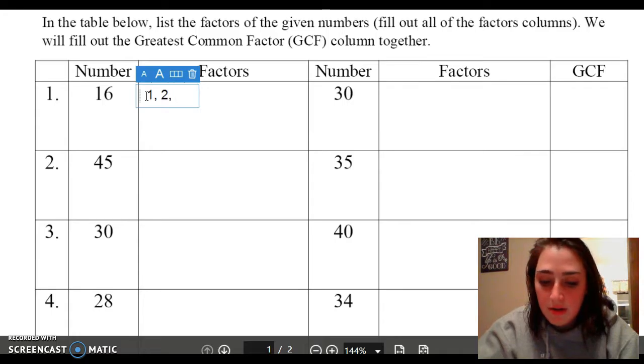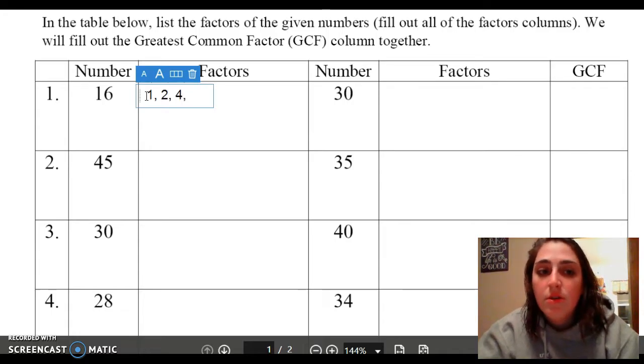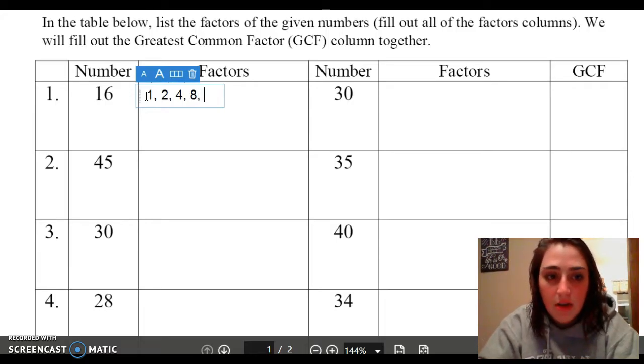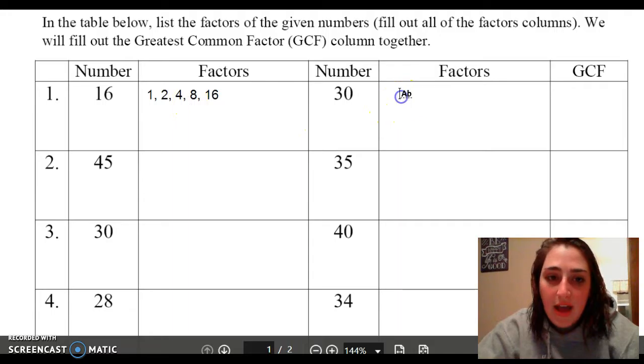3 does not work, but 4 does. So now this is when I start kind of working backwards. So 4 times what, how would you get from 4 to 16? Well, that's times 4 again. You don't have to write it a second time. You just leave it there once. 2 times what? Well, that would be 8. And 1 times what? Well, that would be 16. Okay? So your factors for 16 are 1, 2, 4, 8, and 16.